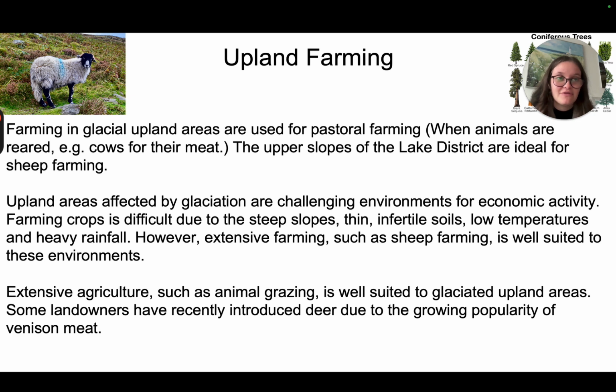Farming crops is difficult due to the steep slopes as the water just runs down, and so the soil at the top of the hills often is a lot drier, leading to thin, infertile soils, lower temperatures and heavy rainfall due to relief rainfall. However, extensive farming, such as sheep farming, is well suited to these environments because sheep can live on these mountainsides. Extensive agriculture, such as animal grazing, is also well suited to glacial upland areas. Some landowners have recently introduced deer due to the growing popularity of venison meat.